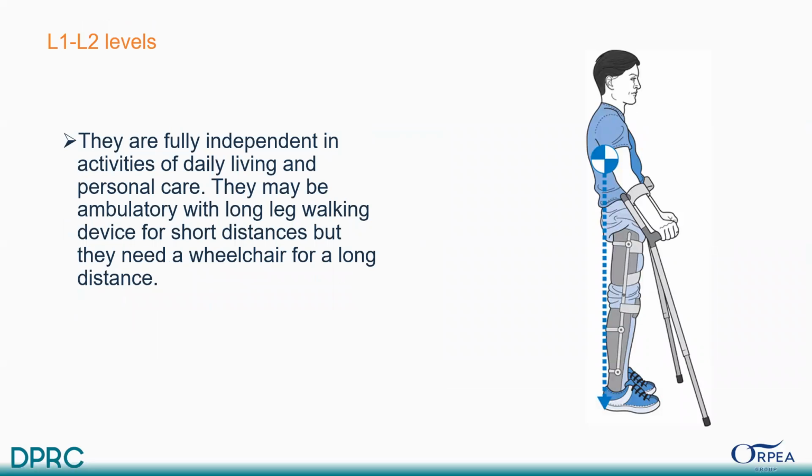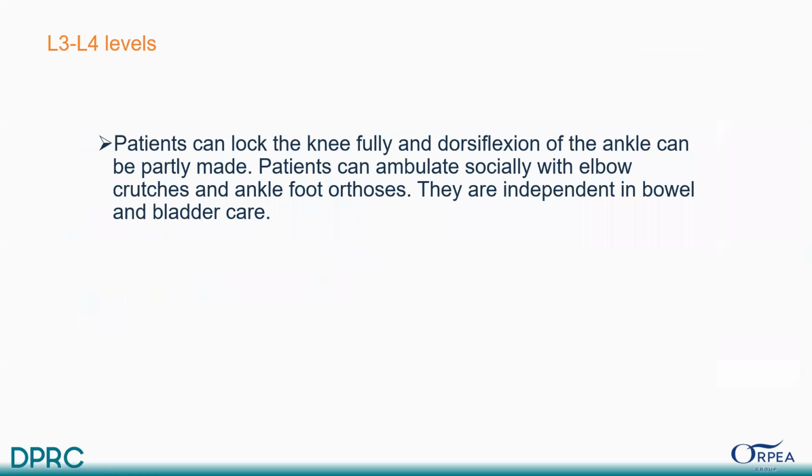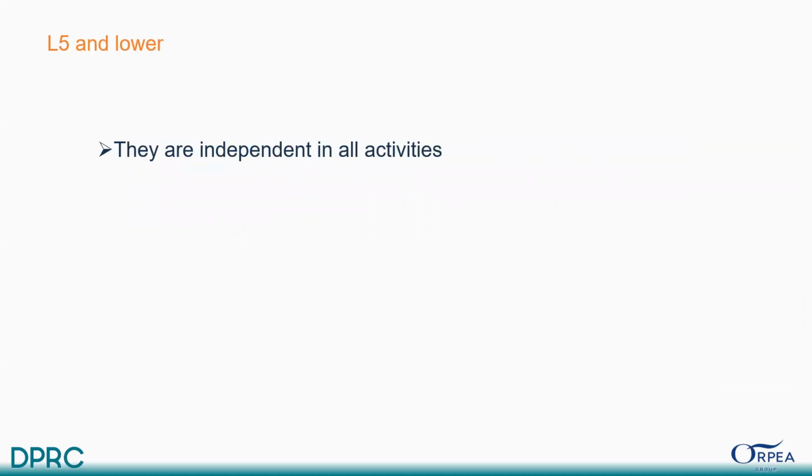L1, L2 levels. They are fully independent in activities of daily living and personal care. They may be ambulatory with a long leg walking device for short distances, but they need a wheelchair for long distances. L3, L4 levels. Patient can lock the knee fully and dorsiflexion of the ankle can be partly made. Patient can ambulate socially with elbow crutches and ankle foot orthosis. They are independent in bowel and bladder care. L5 and lower, they are independent in all activities of daily living.